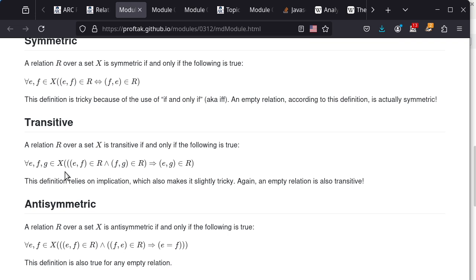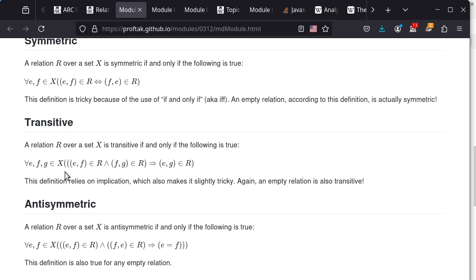What do you think? Well, first of all, is AA in R? No, because R is an empty set. So that means this is false. Well, guess what? That's all I need to know. The implication is true.